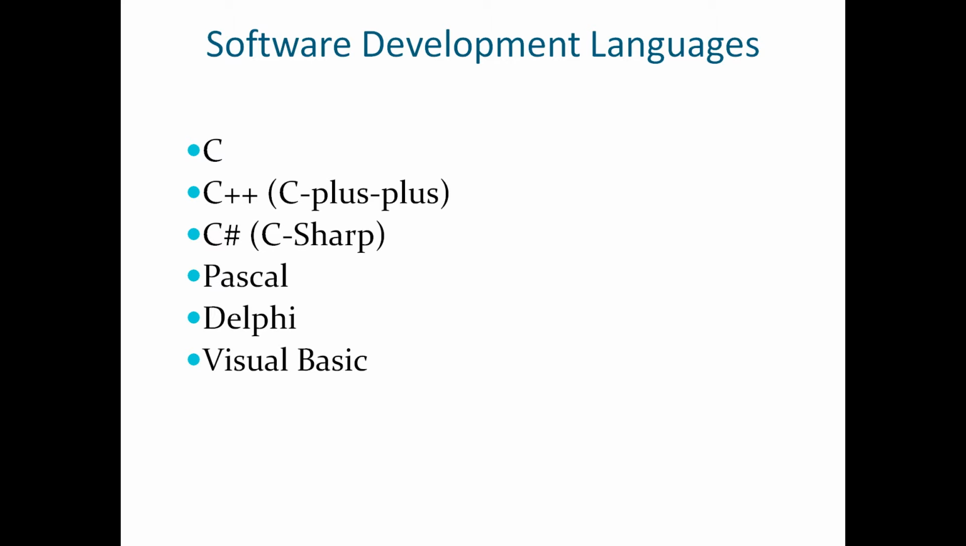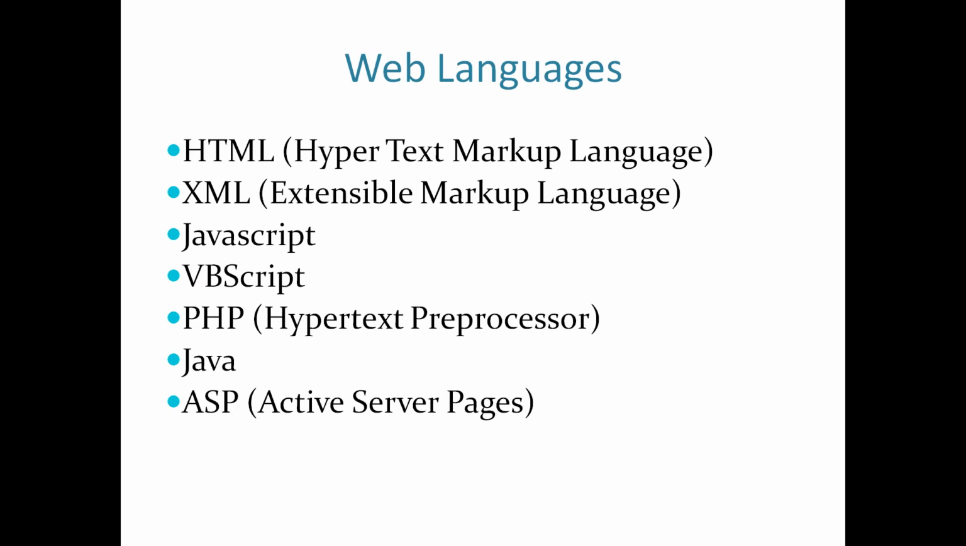Software development languages, here we have some examples: C, C++, C Sharp. C and C++ are basic. C language was developed first, and it was used for programming fully. It is a high level language. C++ and C Sharp are basically used for desktop programs, and also web programs. Pascal, Delphi, and Visual Basic are other programming languages.